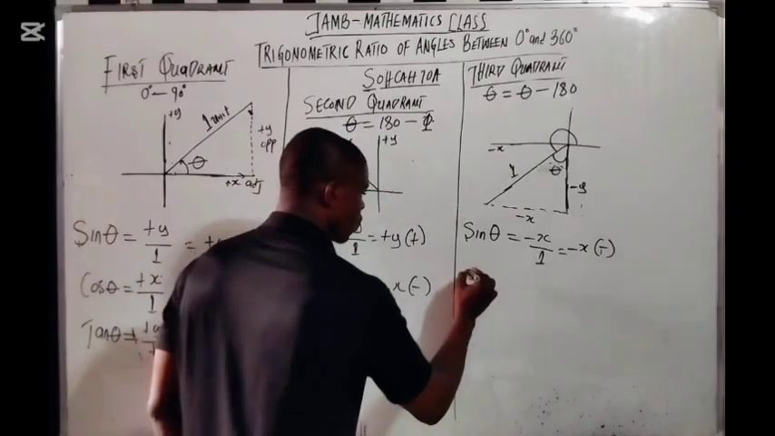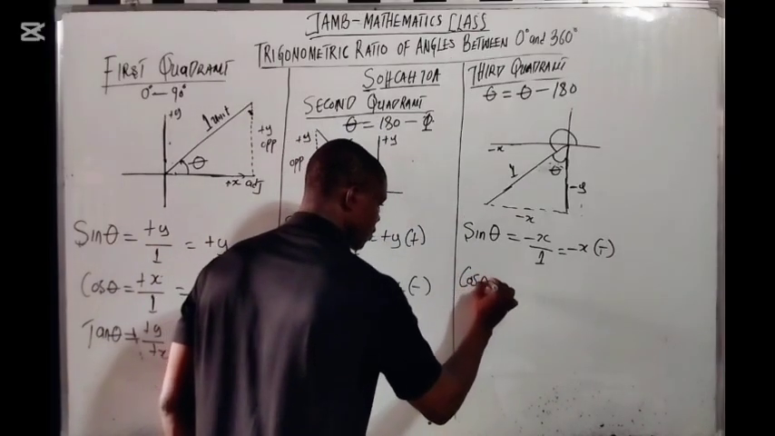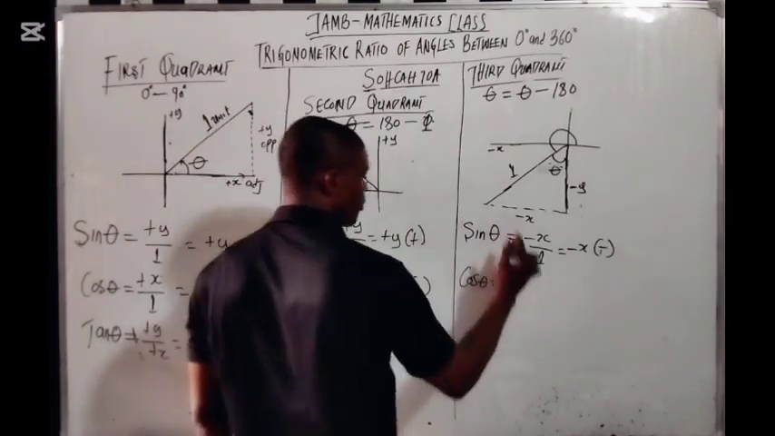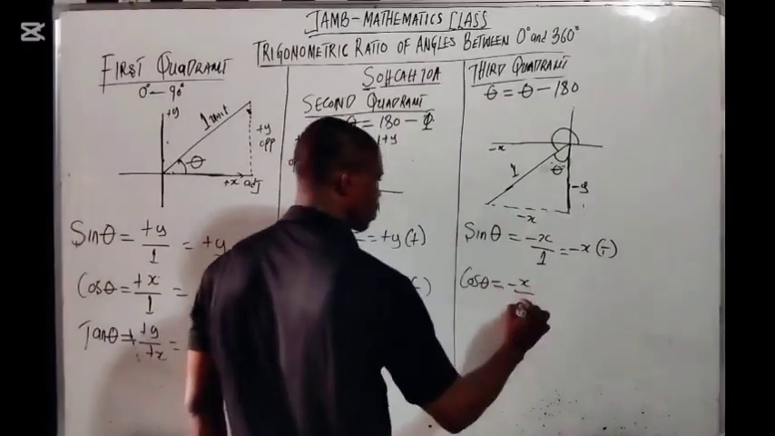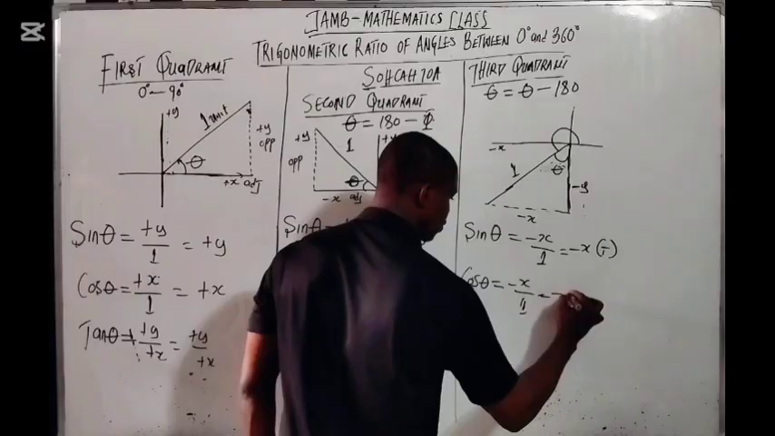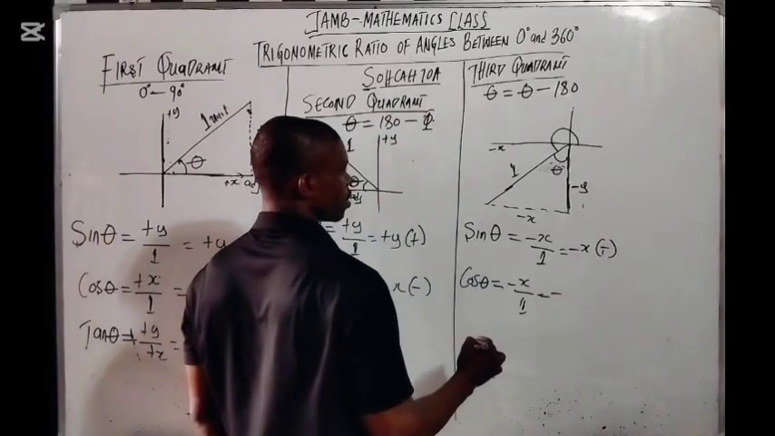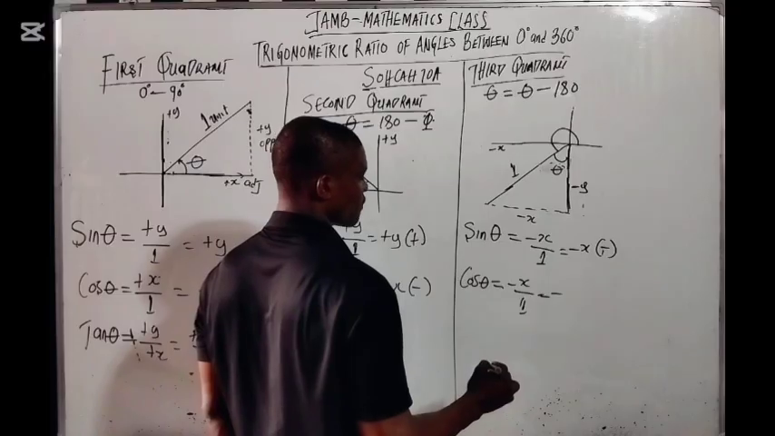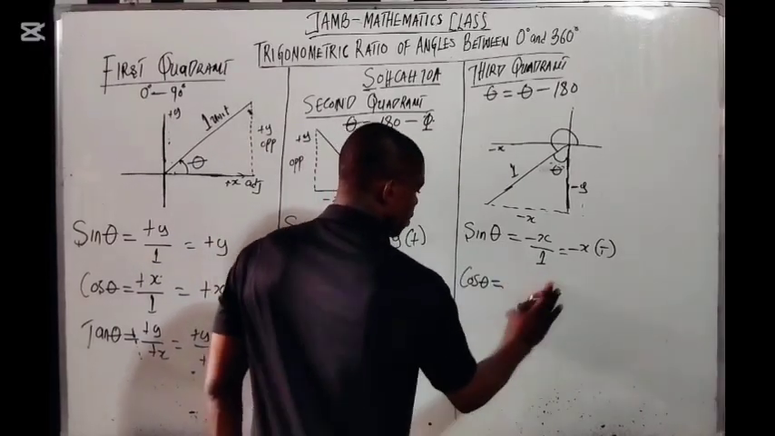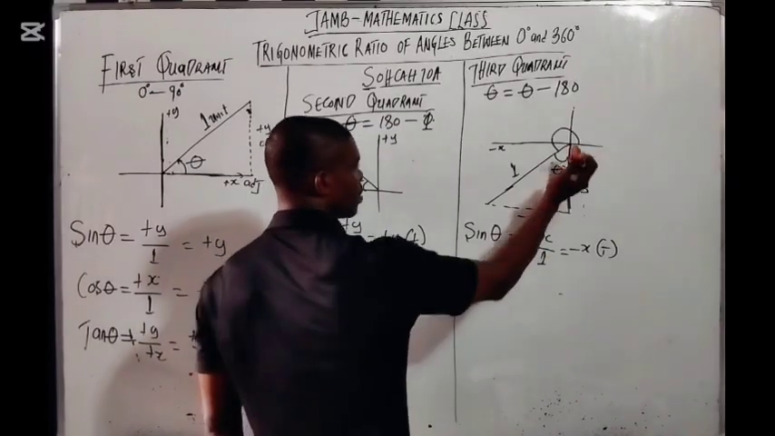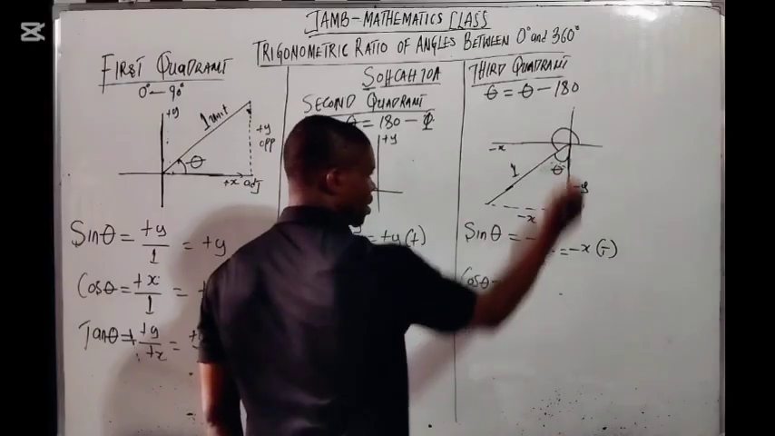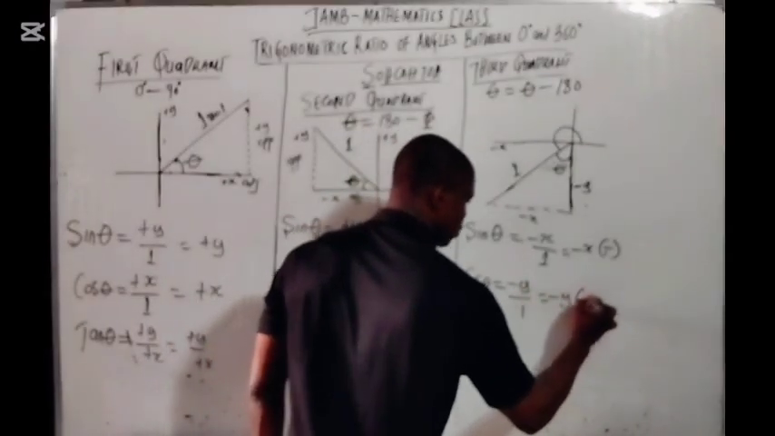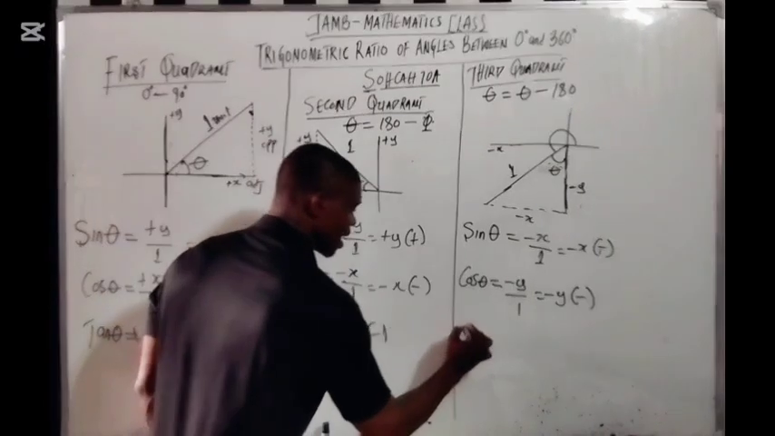So let's look at our cos theta. Cos theta is my adjacent, minus x over my hypotenuse, which is 1. So my cos theta is my adjacent, this side here, which is minus y over 1. Here we have minus y, which is negative, right?